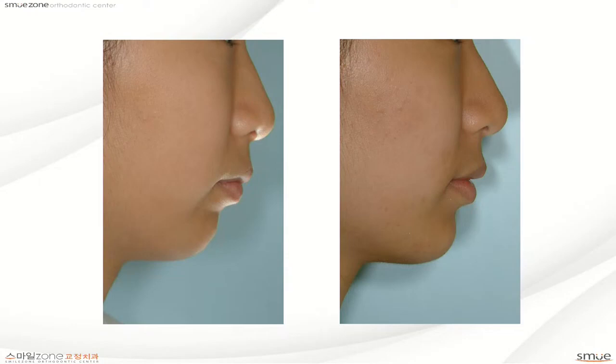Yeah, the profile, the slightly protruded manner, was reduced and improved a lot.